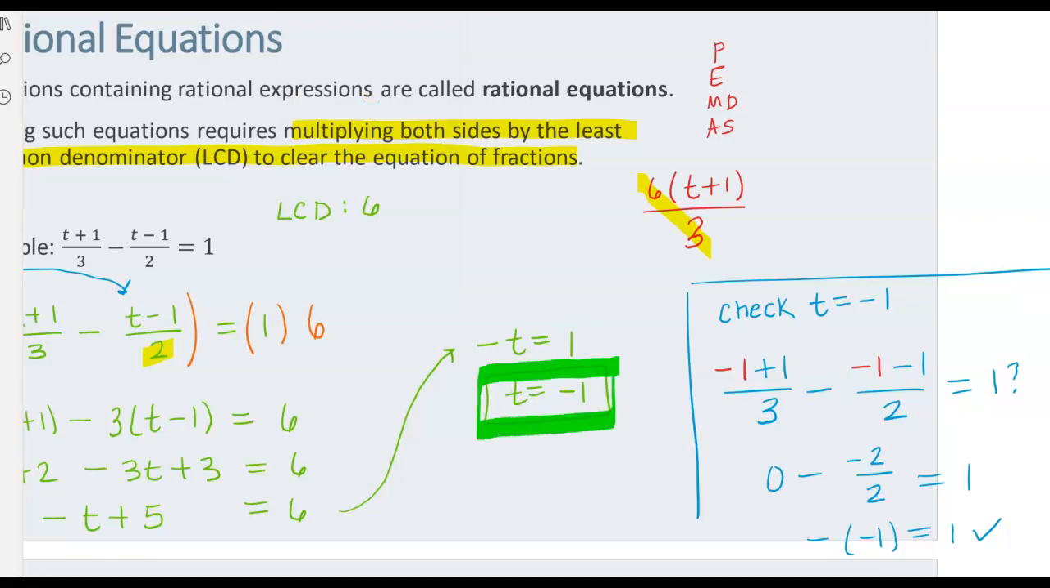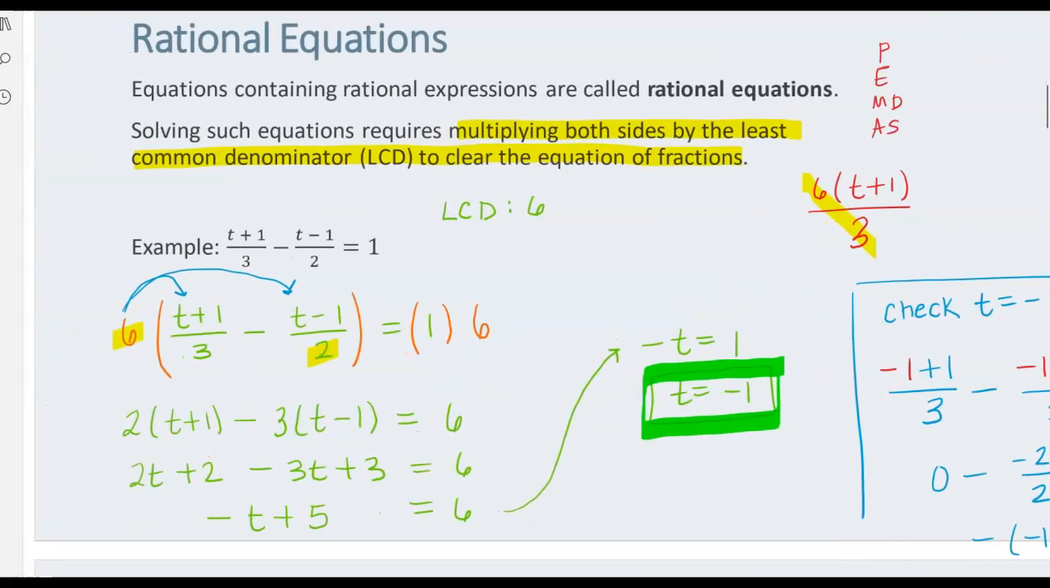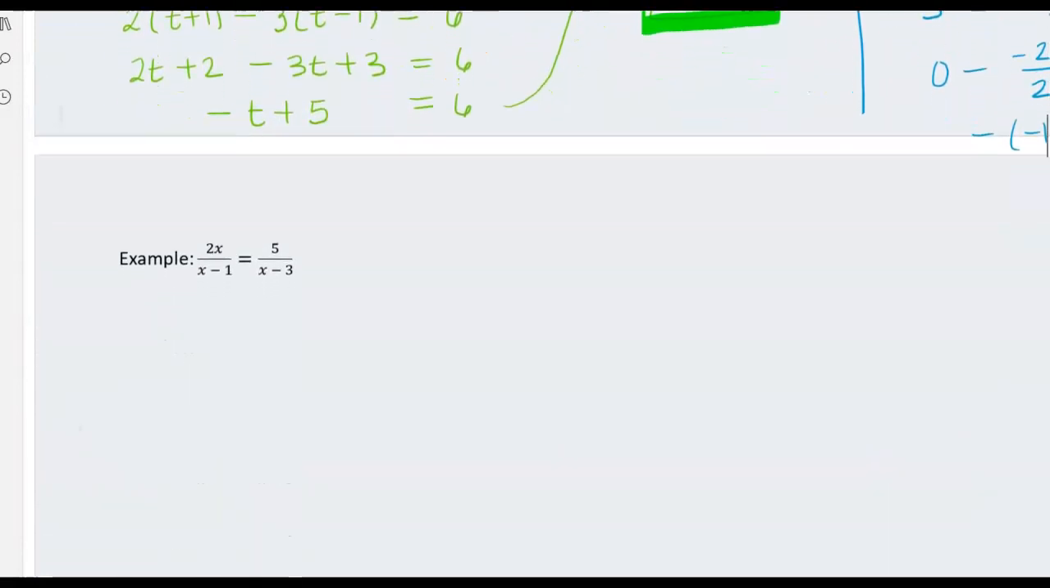I just want to double check that it actually works in the original equation. All right, let's do another example.